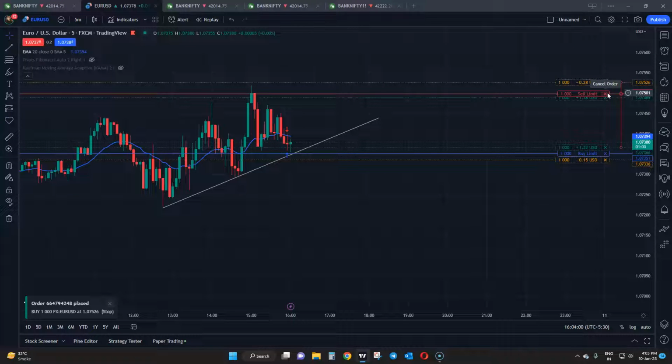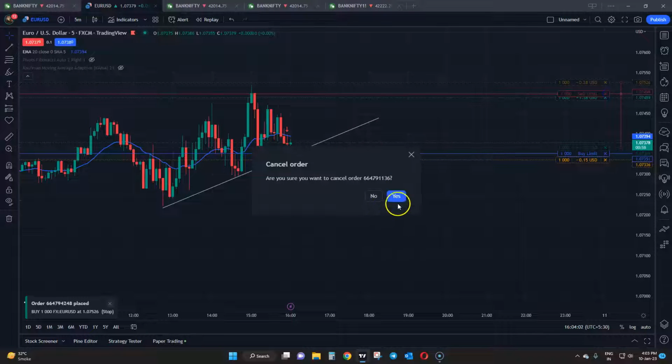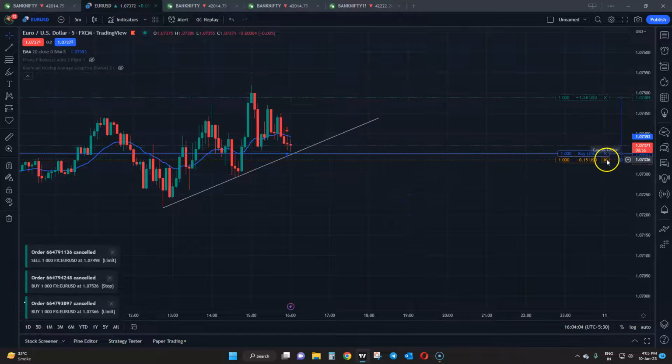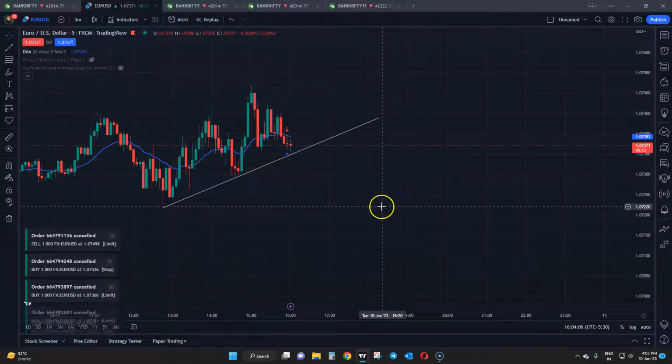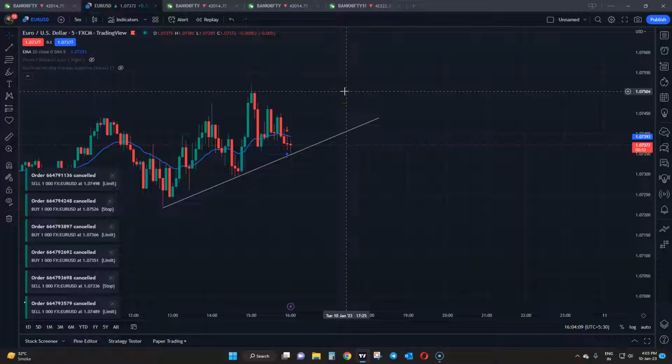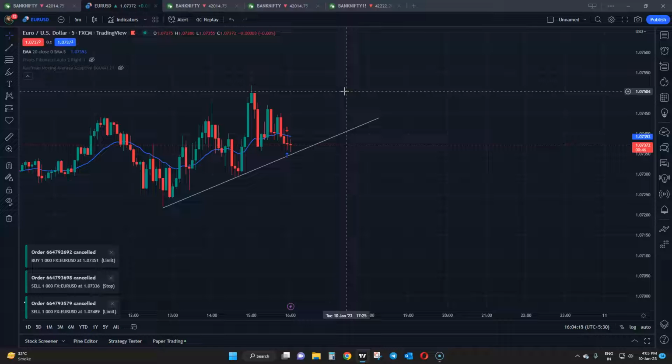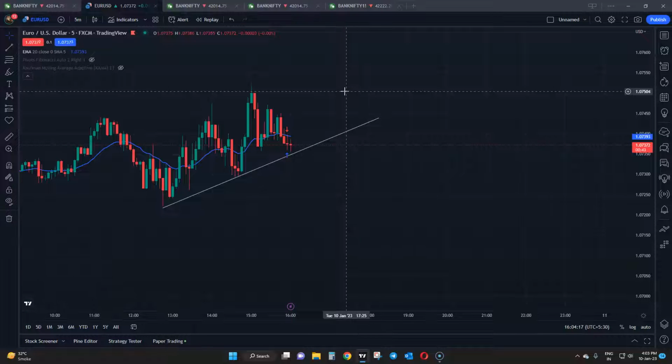You can practice this on TradingView. They have a good paper trading software, and see how that works for you. Now, coming to something that I think most of us need to practice and understand. There's another type of orders, which are stop sell orders and stop buy orders.